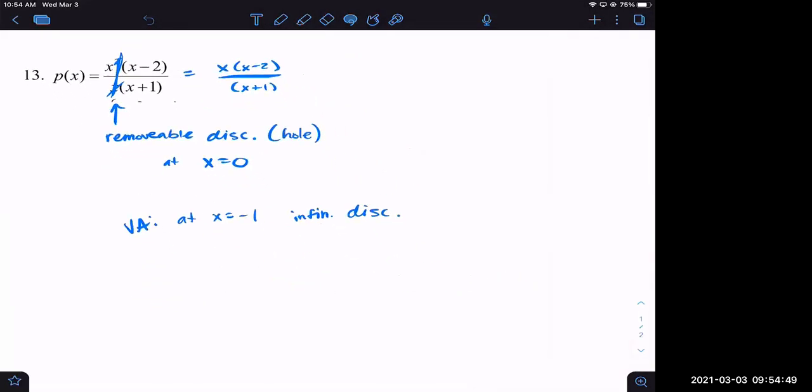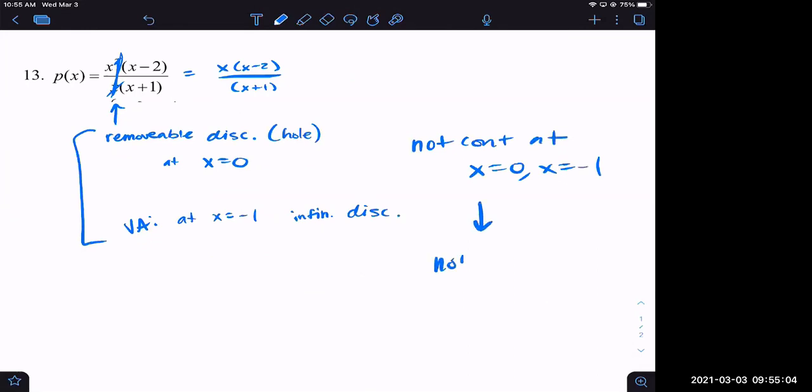But I'm not done with this. If it's not continuous, at these two values, I've shown that it's not continuous at x equals 0, x equals 1, x equals -1. We didn't have to go into as much detail as the type of discontinuity, but if it's not continuous, I can conclude that it's also not differentiable at those values. It has to be continuous in order to be differentiable. It's going to be differentiable everywhere else. We don't have any sharp turns or anything like that.